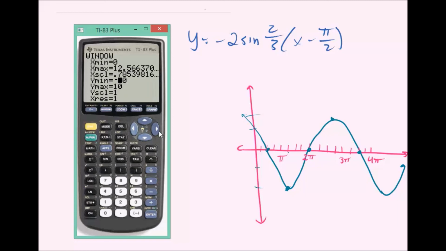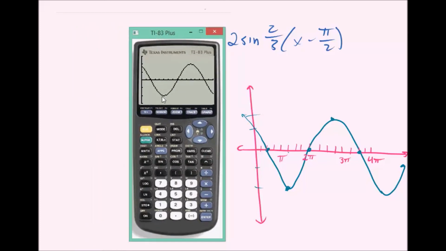For y minimum, we know that this graph goes down to negative 2 and up to 2. So let's just go one more than that. Let's just put the minimum at -3 and the maximum at 3. For the y scale, we also don't really care about that. On my graph, I just went by 1, +1, +2, -1, -2. So I'm just going to leave that. And I'll hit graph. And now we have the same thing we have over here.